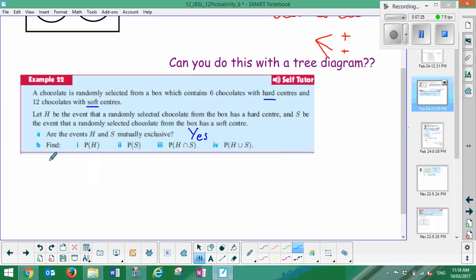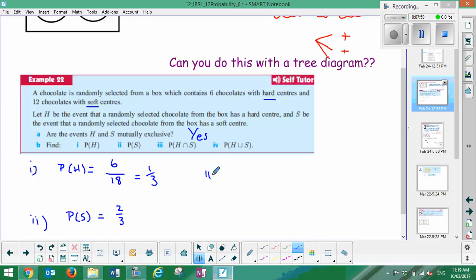What's the probability of H, of getting a hard center? It's simply going to be the number of hard centers, 6, out of the total number. 6 plus 12 is 18. So there's a 1 in 3 chance, a third. So that one's easy. What about the probability of getting, let's just do this one, the probability of a soft center? It's obviously going to be the complement of that, so 2/3 or 12 out of 18.